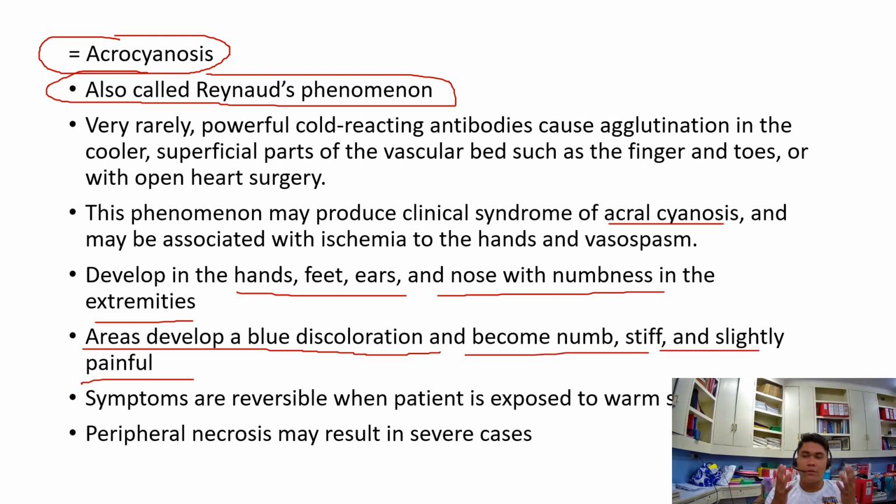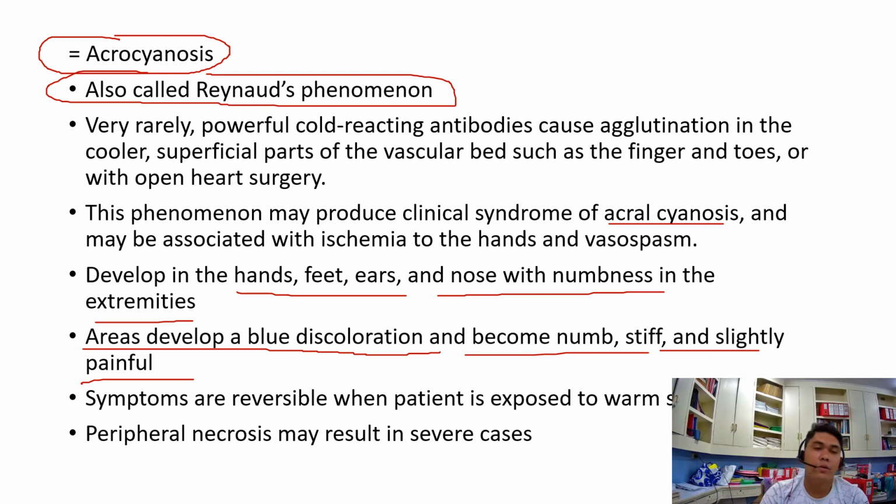Okay, so acrocyanosis means the blue discoloration in the fingers. Okay, so it turns blue, meaning there is not enough blood circulation. And the reason there is less blood circulation is because of the reaction of your cold agglutinin. Okay? So symptoms are reversible when the patient is exposed to warm surroundings. Okay? And peripheral necrosis may result in severe cases.